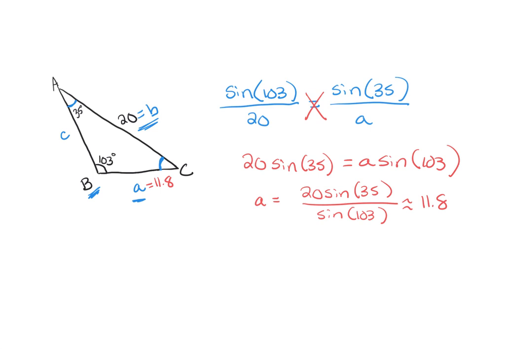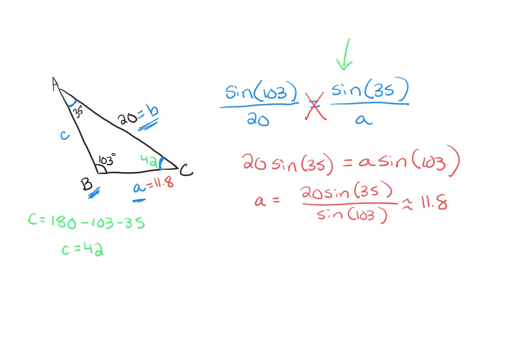Okay, so now we need angle measure C and side length c. Well, if we're given two angles, to find the third one, we just need to do 180 minus 103 minus 35, and that will give us angle C. And in this case, angle C is going to be 42.